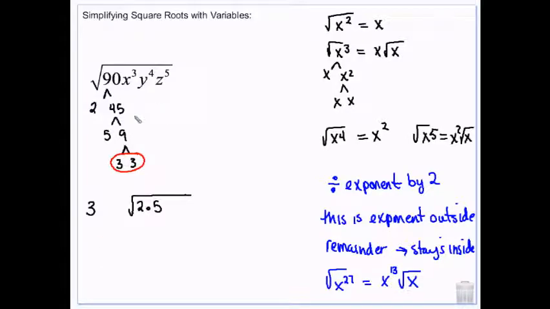Okay. Now x to the third, if I divide it by 2, I get x with a remainder of x, right? Does that make sense? So 1 x comes out, 1 x stays in. Y to the fourth, if I divide it by 2, it divides evenly, and I have y squared outside, but none on the inside, because it divided evenly. And then z to the 5th, if I divide by 2, I get 2 remainder 1.